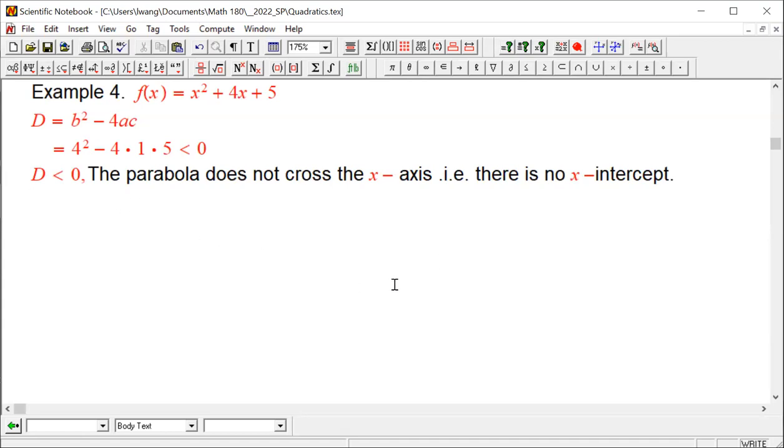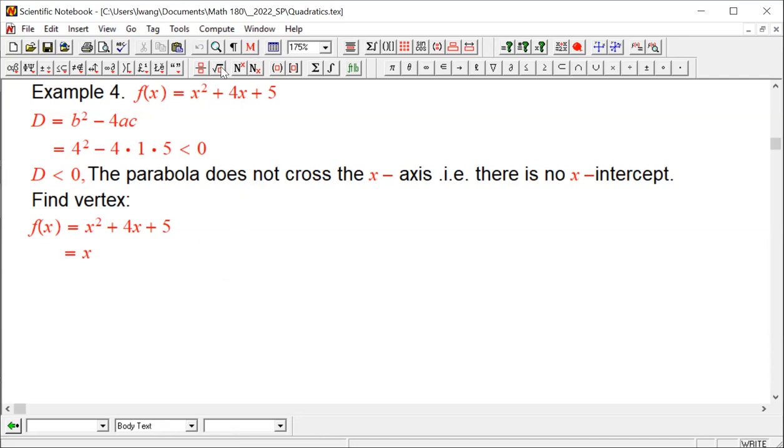If there's no x-intercept, how do we find the vertex? We cannot use the middle point between the x-intercepts to find the vertex. So we have to do completing the square. This is not the only way to do it, though, but let's review completing the square.